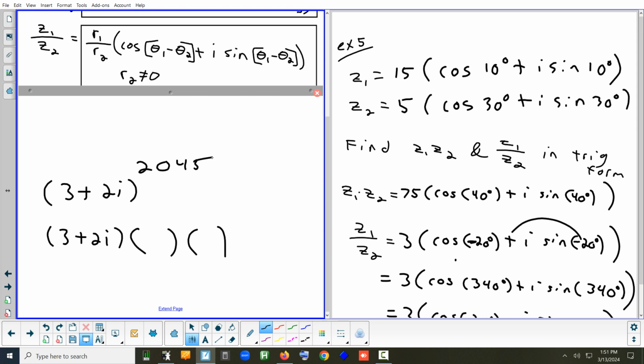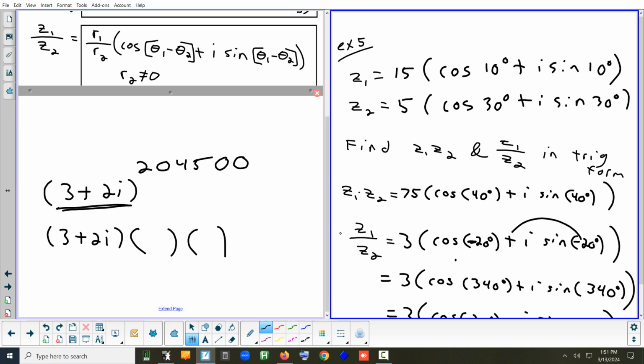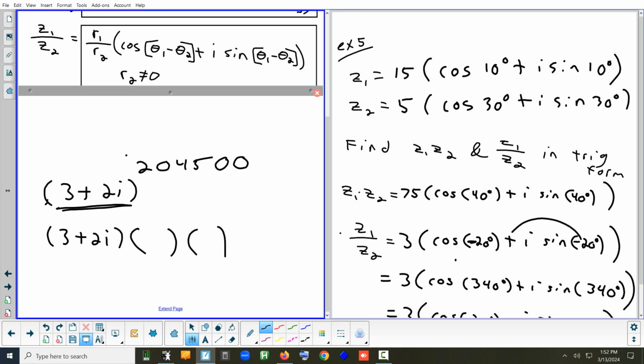So if I have a problem like that, I can do it just as fast as long as I don't use rectangular form and I use trig form. Tomorrow we're going to see a quick way of taking any number and raising it to a power. And then the reverse of a power is a root. So we're going to look at powers and roots tomorrow, but using trig form because it's way more efficient than rectangular form. So that'll be tomorrow.